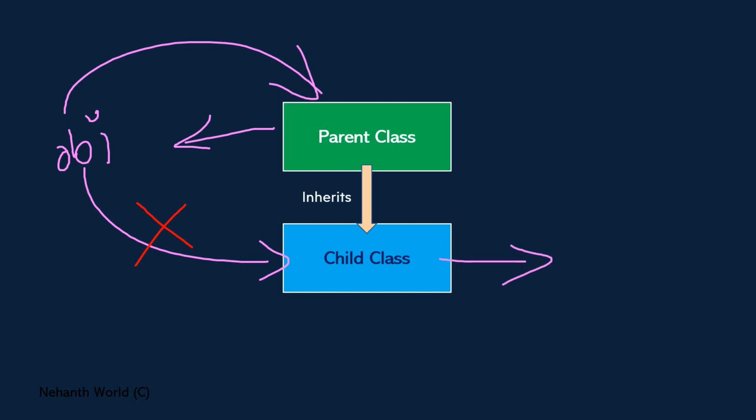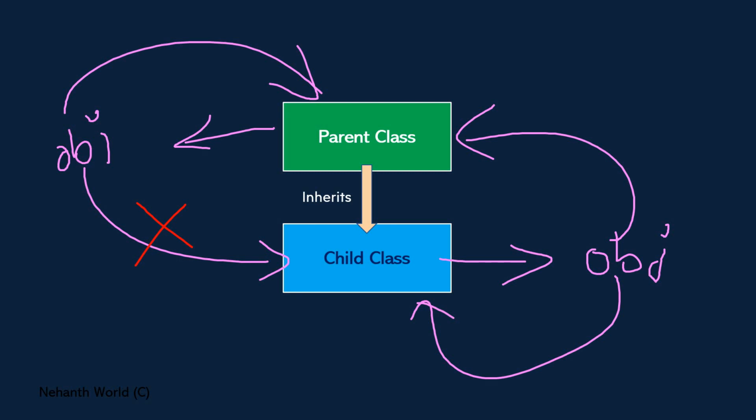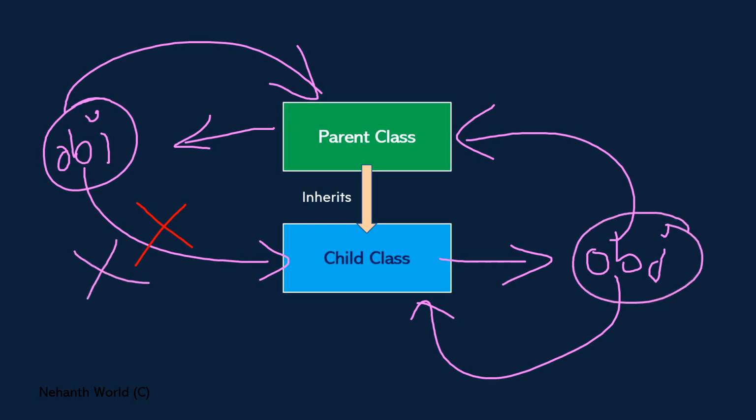The same applies to the child class object. Suppose you have created an object for the child class. If you want to access the parent class members, you can, and if you want to access the child class members using the child class object, that is possible. So using the parent class object, you cannot access child class members. Using the child class object, you can access both parent and child class members. That's rule number 2.